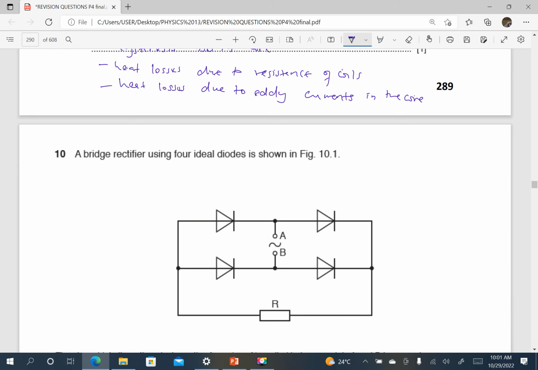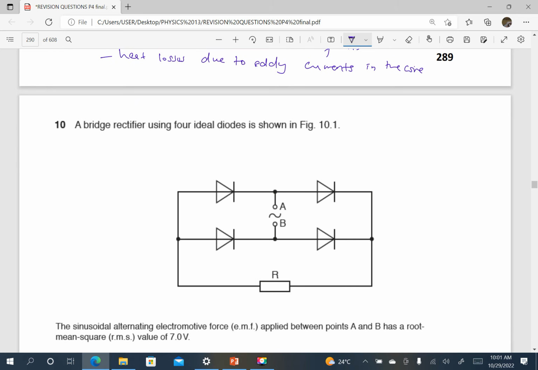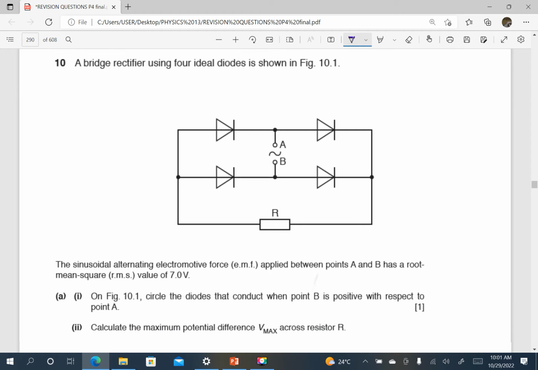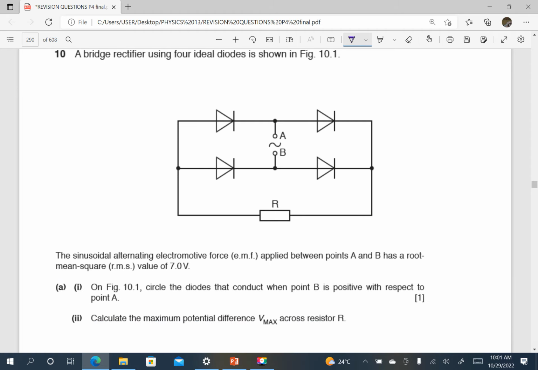Next, a bridge rectifier using four ideal diodes is shown here. The sinusoidal alternating EMF applied between points A and B has a root mean square value of 7.0 volts. On the figure, circle the diodes that conduct when point B is positive. B is positive, of course it means A is negative. When B is positive, current is flowing in this direction. This one cannot conduct, the other one can conduct. So we draw a circle around this one.